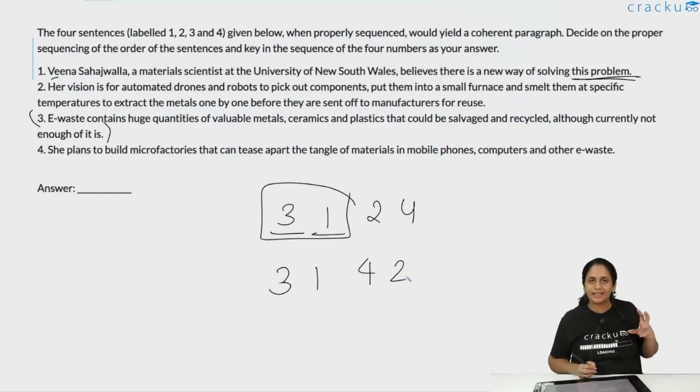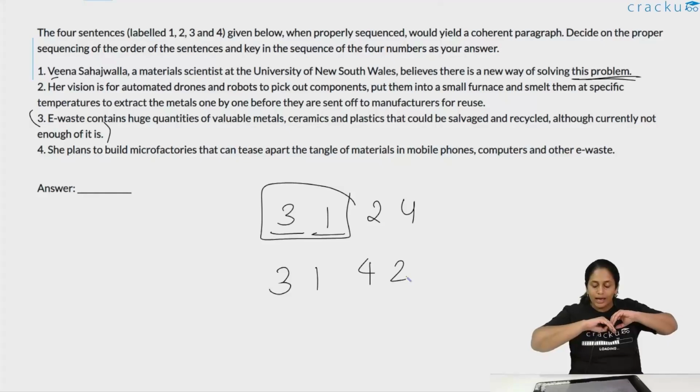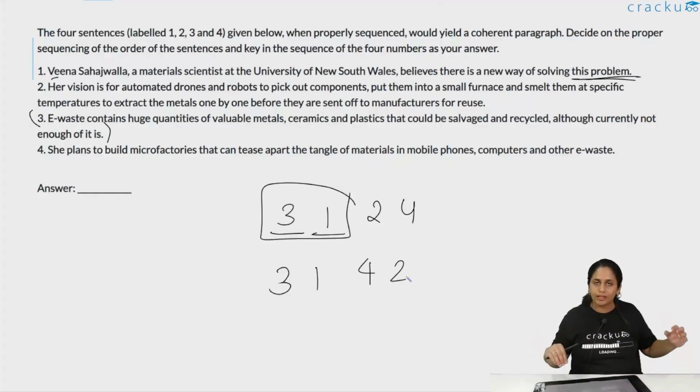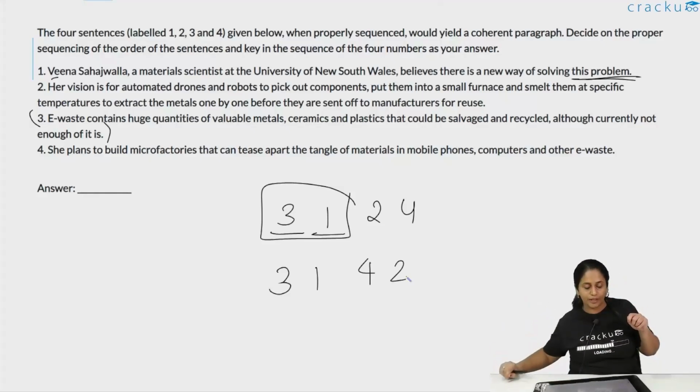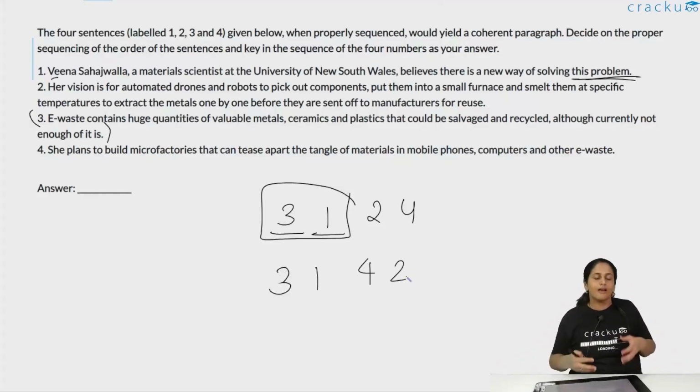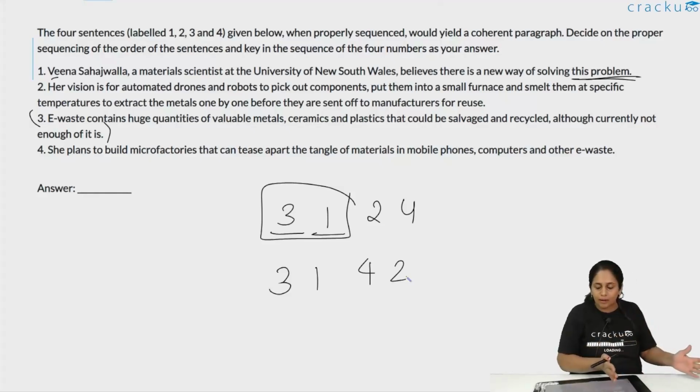2, 4 and 4, 2 are giving the order in which things have to be done. So in what order will you do it? First you will have to establish the micro factories. In those micro factories you will have to separate the mobile phones, computers and other e-waste. Once you have teased apart the tangle, then you will have automated drones and robots that pick out those components and smelt them at the specific temperatures. So if you just consider the process, what should come first, what should come second? 4 should come first in the process, where you tease apart the tangle of materials. So essentially it is telling you what is going to happen.